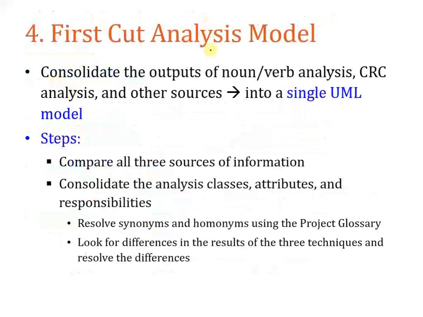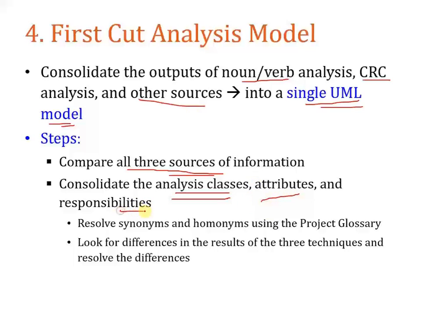First cut analysis model. The idea of this model is to consolidate the input which is obtained from the 3 steps, that is noun and verb analysis, CRC and other sources. So we will be consolidating all these 3 things together to form a single UML model. The steps for this will be to compare all 3 sources of information. And finally, we will be consolidating the final analysis classes which occur in all the 3 approaches, similarly its attributes and its responsibilities.